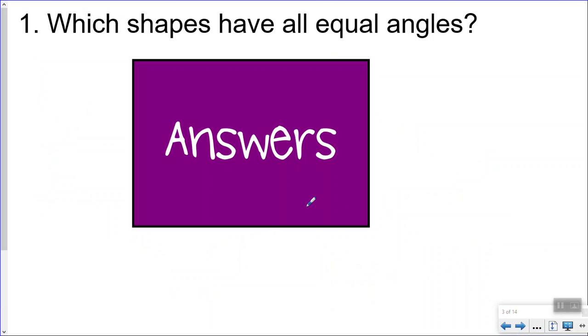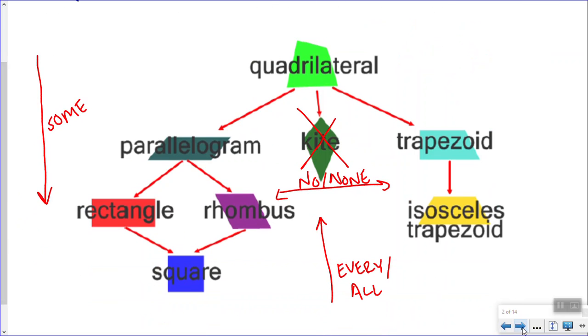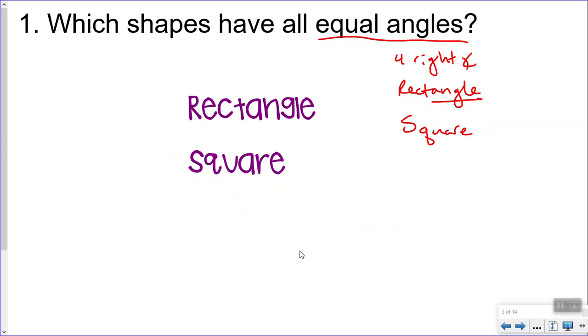Okay, so now we want to be able to think about which shapes have all equal angles. And this is where it's going to be really important that you know the characteristics of the shape. So all equal angles means that I have to have 4 right angles. And 4 right angles has to be a rectangle, where we have the word angle. And then if I think back to my tree diagram, underneath rectangle, we also have squares. So our other option here has to be a square. We can go ahead and check our answer here, and we can see that we got that one correct. So all shapes that have equal angles are the rectangle and the square.